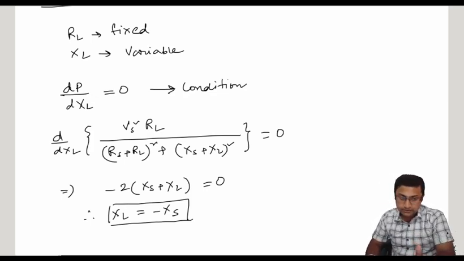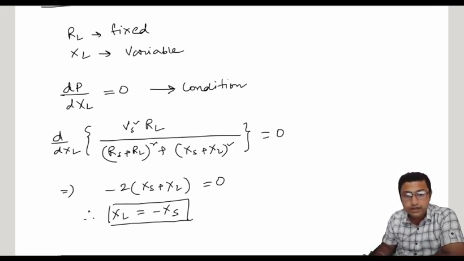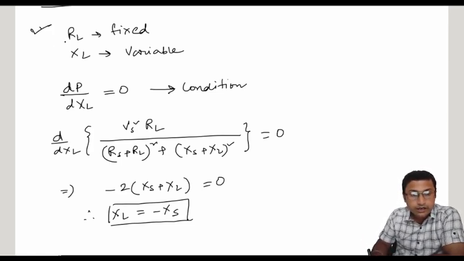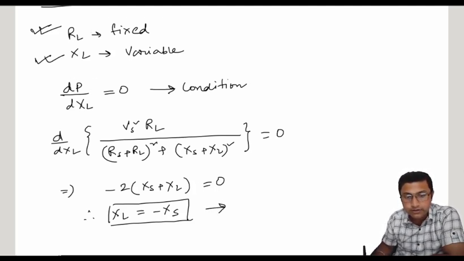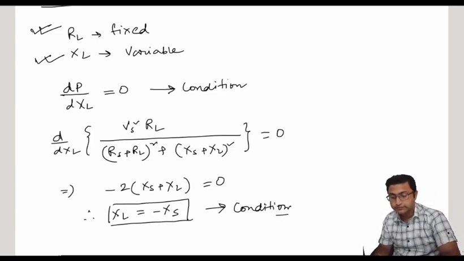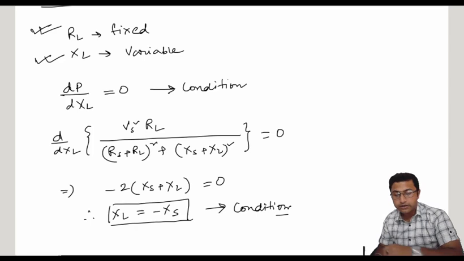Okay. Therefore, for the maximum power transfer, the reactance of the load is exactly the same as the magnitude of the source reactance in the network, but with opposite sign. That means the source reactance is exactly similar to the load reactance, but in opposite sign. So this is the condition for getting the maximum power when the load resistance is fixed and load reactance is variable. So this is the condition for case 1, right? So now the second case.